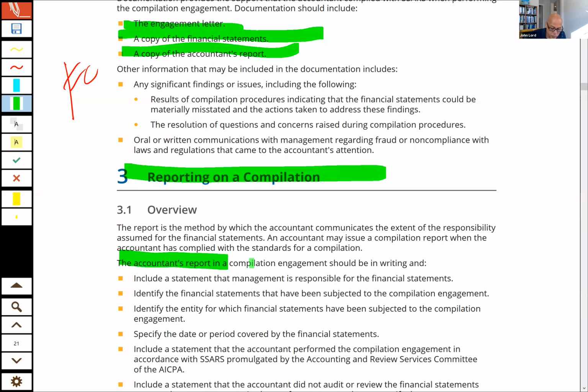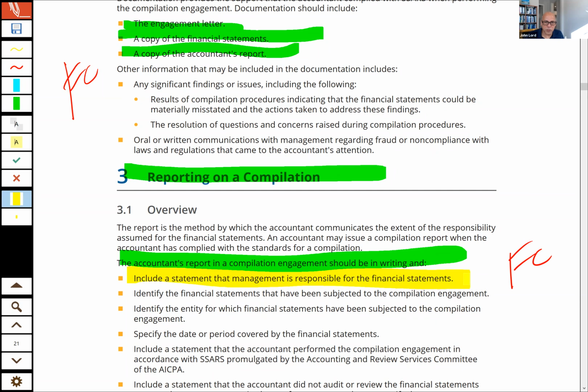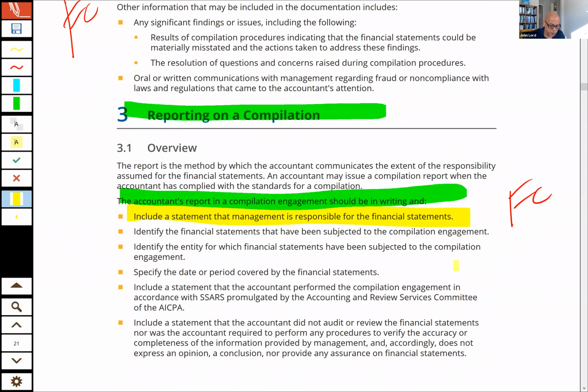Okay. So the accountant's report in a compilation engagement needs to be in writing, and let's flashcard some of the key things. Just flashcard the ones I highlight here. Include a statement that management is still responsible for the financial statements. Okay, so even in a preparation, we don't have a report. Even in preparation, management is still responsible for the financial statements. We're just helping them to prepare them in the form of a set of financial statements, but they're still responsible.